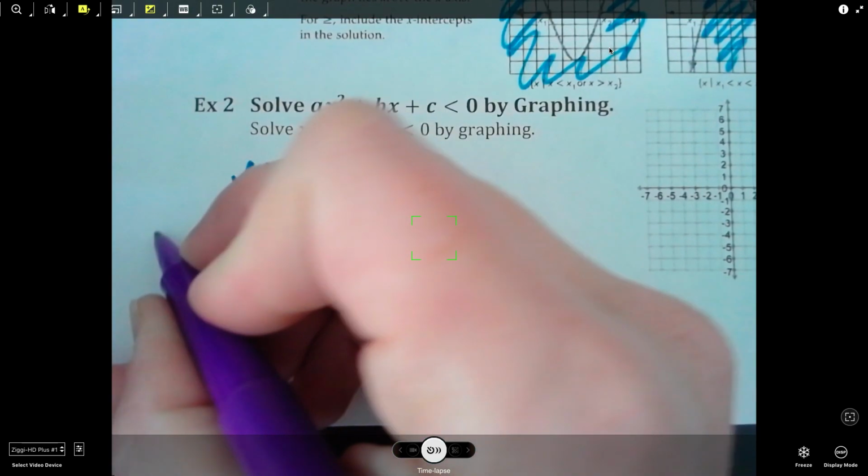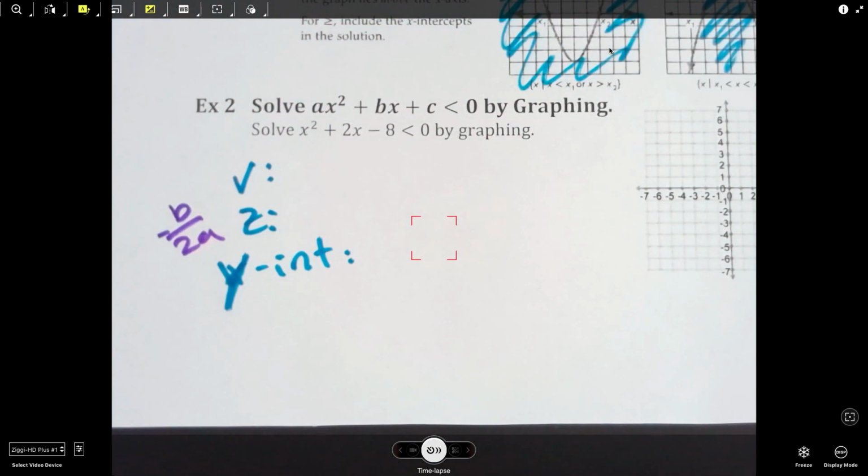Negative b over 2a. I want you to go ahead and do negative b over 2a for this function. So, I'll give you a 30-second head start. Negative b over 2a. Calculate it, plug it back in. If you need a calculator, go for it. Figure out your negative b over 2a.